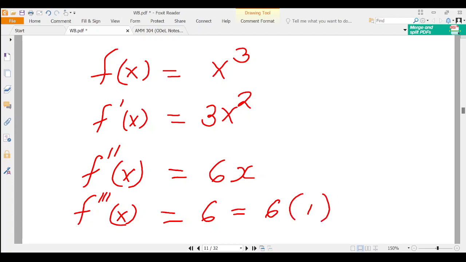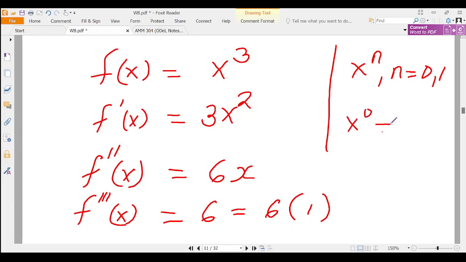1 is a UC function because we said a function x raised to power n, where n starts from 0, to 1, to 2 and so on. So x raised to power 0 is 1. So 1 is a UC function. So we can write the third derivative as 6 times a UC function, which is 1.